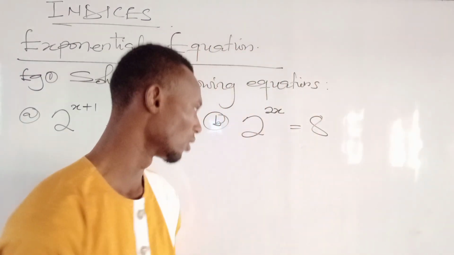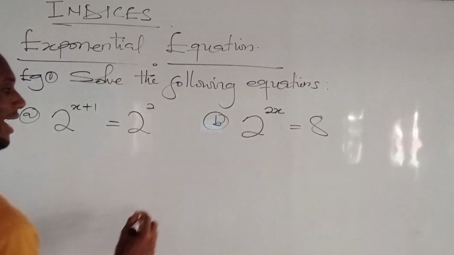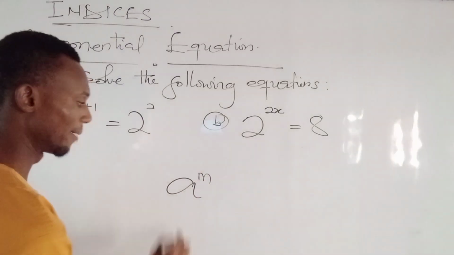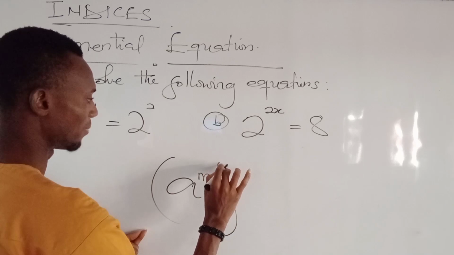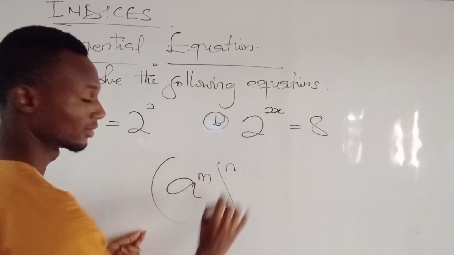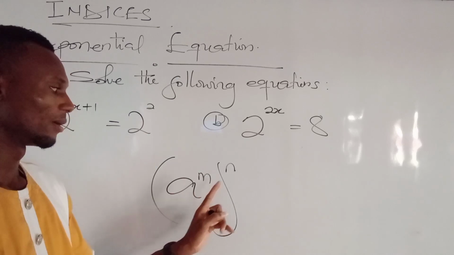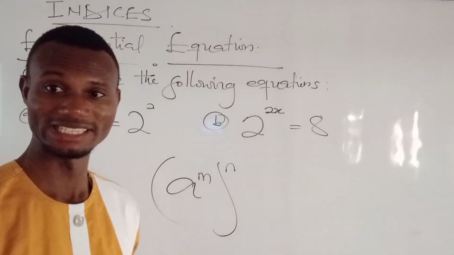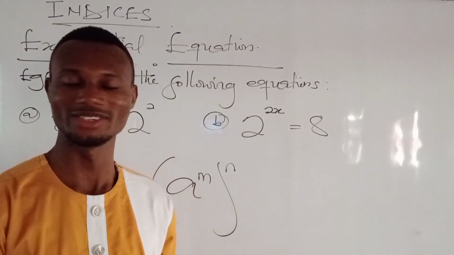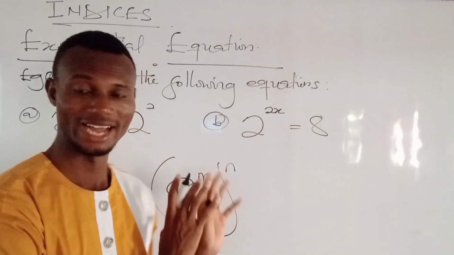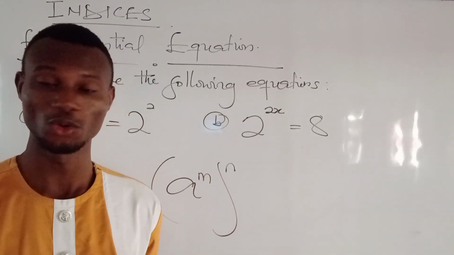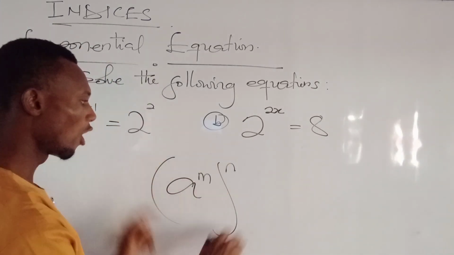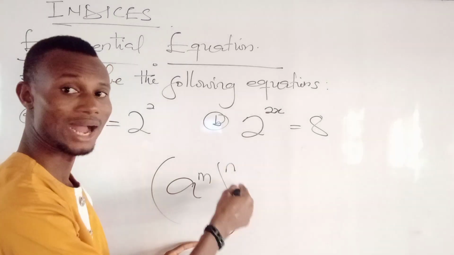One of those laws says that when I have a to the power m, all being raised to another power, like this, so I have a to the power m being raised to another power again. Please, are you following? It's nothing difficult, and this is just one of the laws that will help us to be able to solve questions under exponential equation. Just follow closely, and it's very simple. So the law says that we have a to the power m all being raised to the power n.